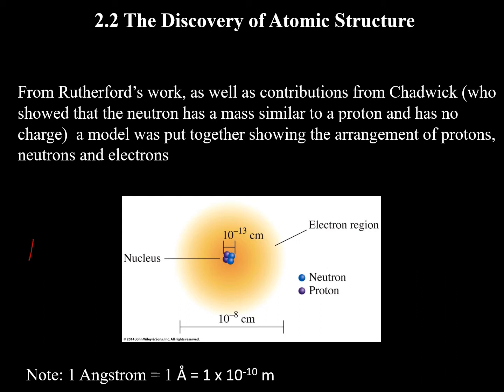Recall that 1 meter equals 100 centimeters. So yes, in this case, our nucleus is very small compared to the electron region. And also note here that 1 angstrom is equal to 1 × 10⁻¹⁰ meters.